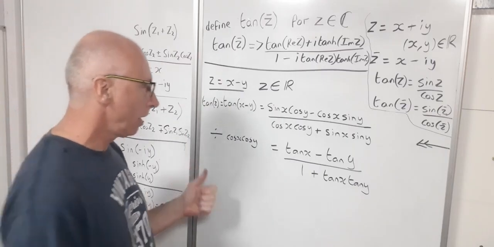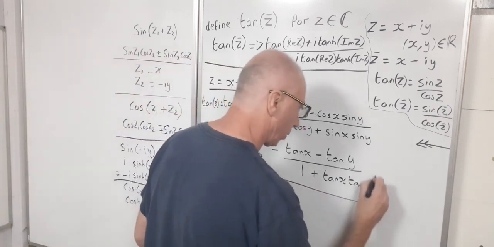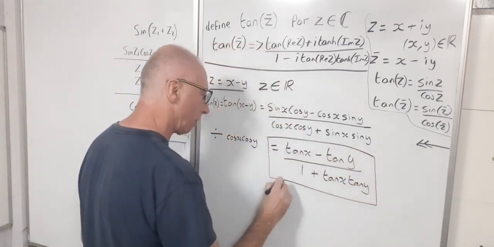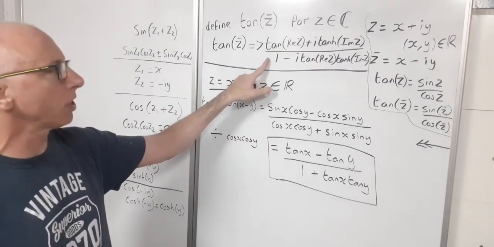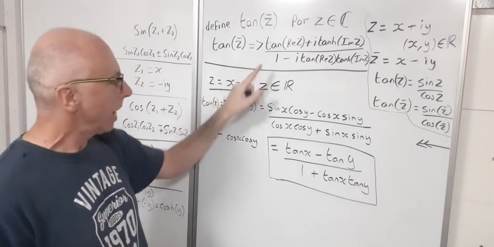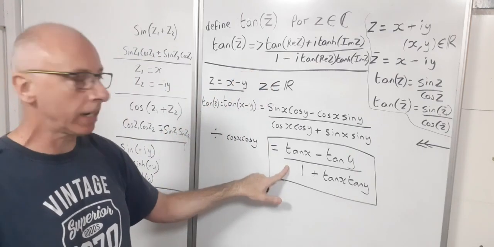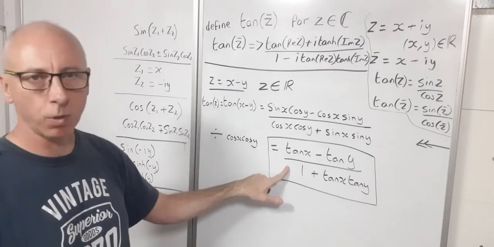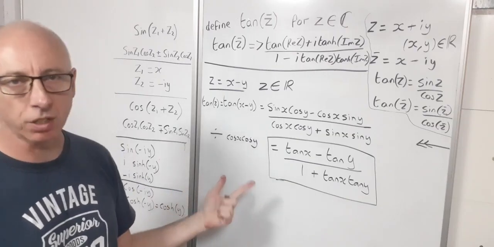So with one look at complex analysis, we've made a nice identity for a version of tangent and a nice identity here in real analysis just by using some of our working. So that's the sum rule for tangent. Okay.